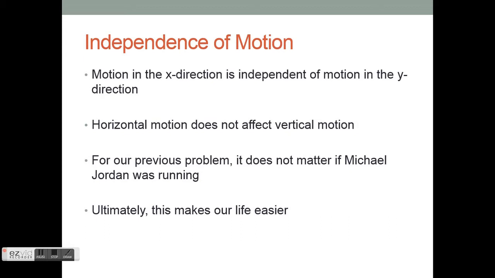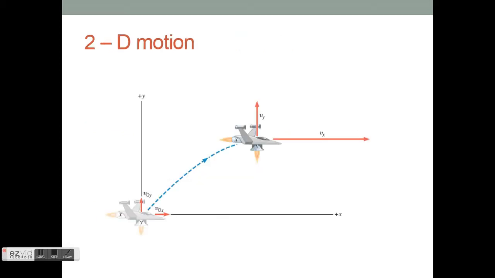So for our previous problem when we talked about Michael Jordan, it wouldn't matter if Michael Jordan is running at the basket. If he stays in the air for 2 seconds, he has to jump 16 feet into the air. Ultimately, while this may sound like it doesn't make our life any easier, this will make our life easier because it means that I now have a technique to deal with two-dimensional problems, or problems where something is moving in more than one direction.